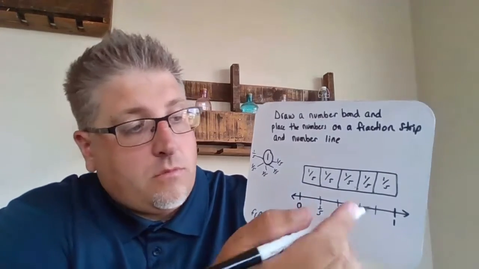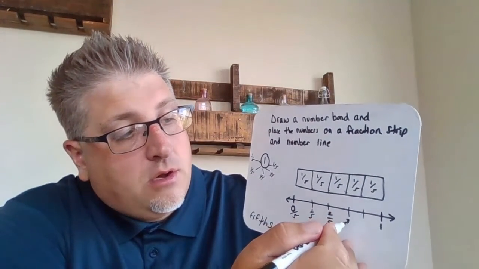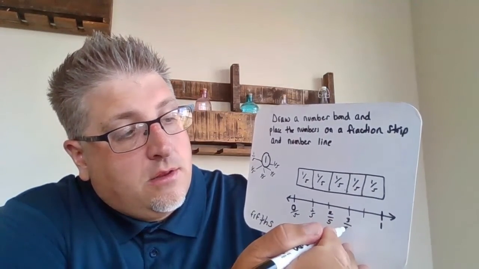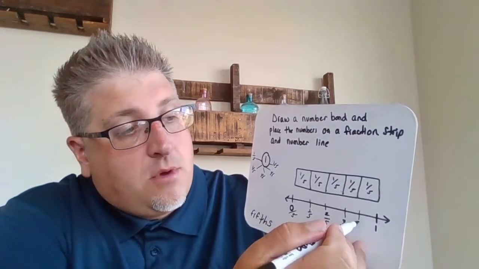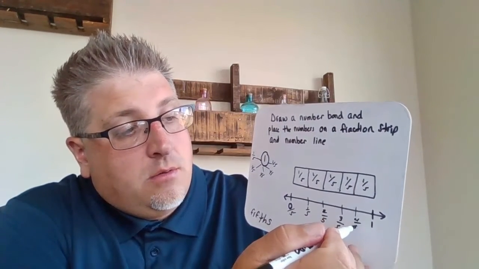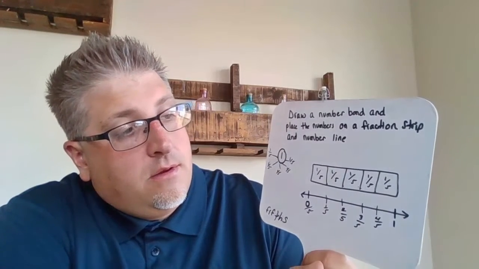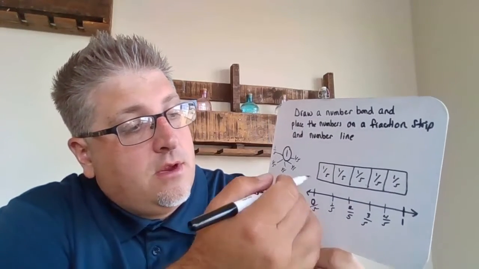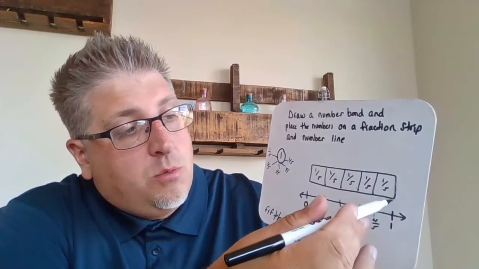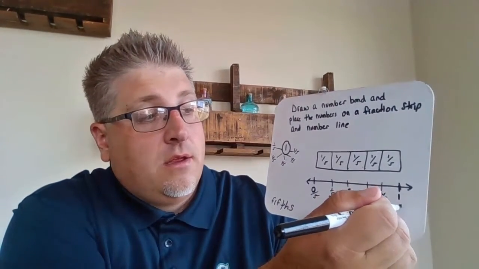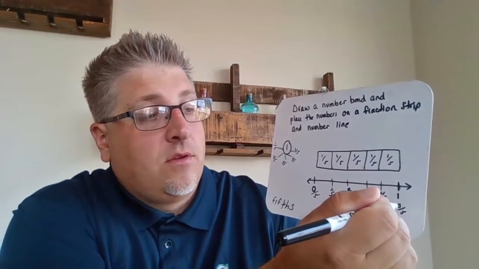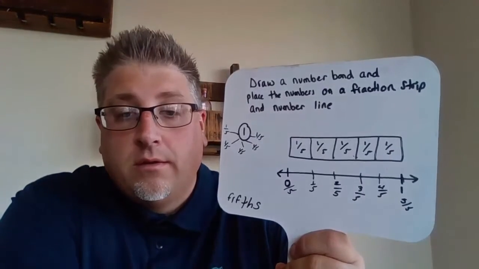2/5. Our third tick mark would be 3/5. Our fourth tick mark would be 4/5. And our last one here, which would actually, our tick mark here is on the 1, would be 5/5, or it would be 1.